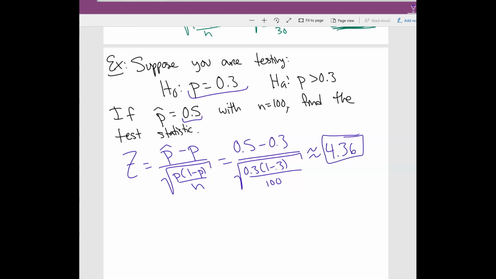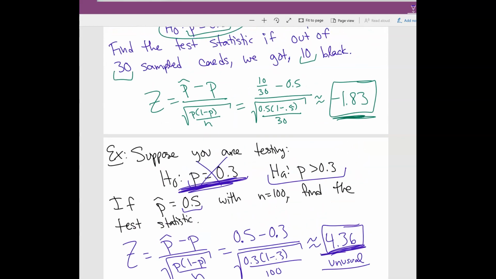At this point, you can tell, whoa, that is a huge number. That is a huge z-score, and it's greater than 2. This is unusual. So right off the bat, you can tell that I'm probably going to reject the null; it is probably not true, and the alternative is probably the one that's true. You can also look at it: 0.5 is considerably bigger than 0.3. How much bigger? About 4.36 standard deviations. This one we're for sure going to reject. We can say that this is not true. However, if I look at the 1.83, well, I'm not sure if that is big or not.